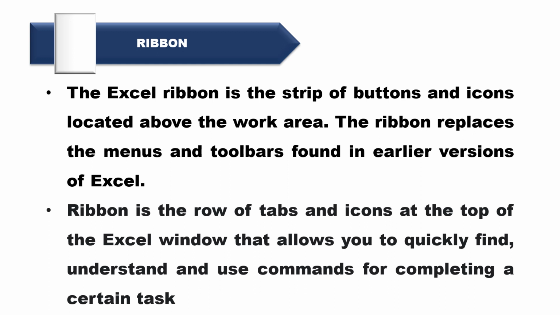In Excel, we have a new term called a ribbon. In the older versions of Excel, there are multiple menus and toolbars. These menus and toolbars are arranged as a strip of buttons and icons above the work area, and this arrangement is called a ribbon.